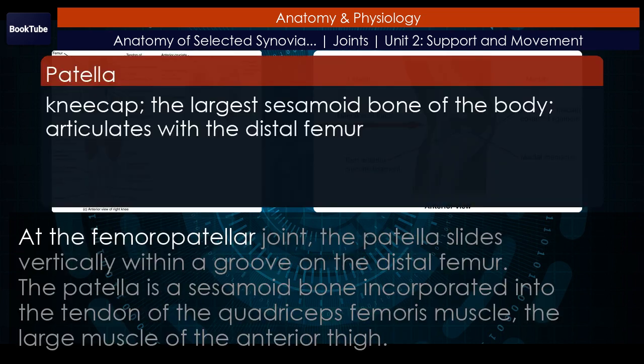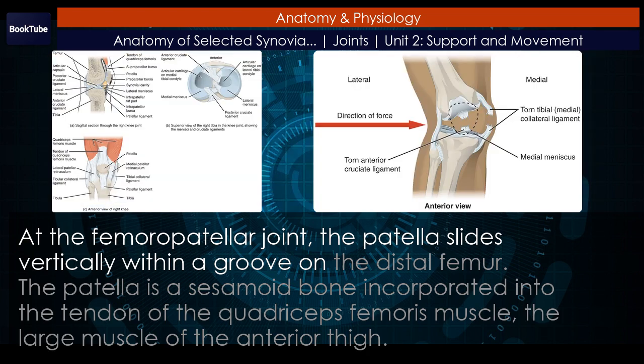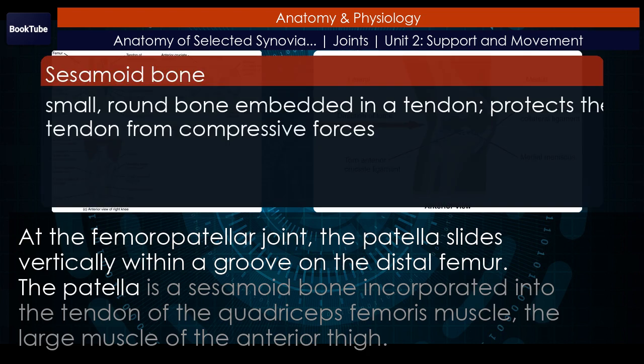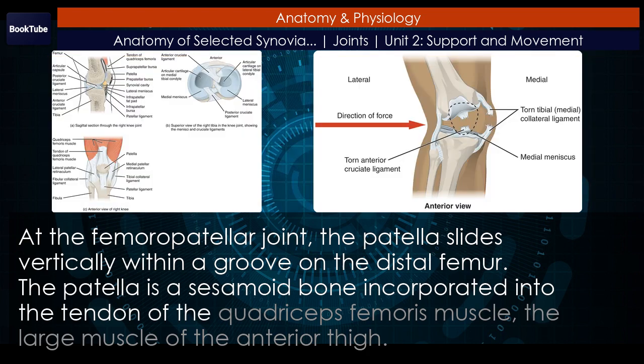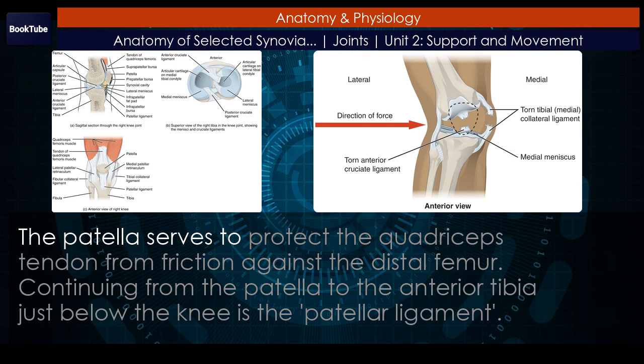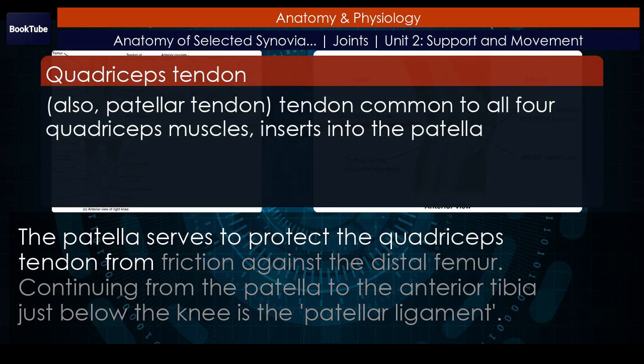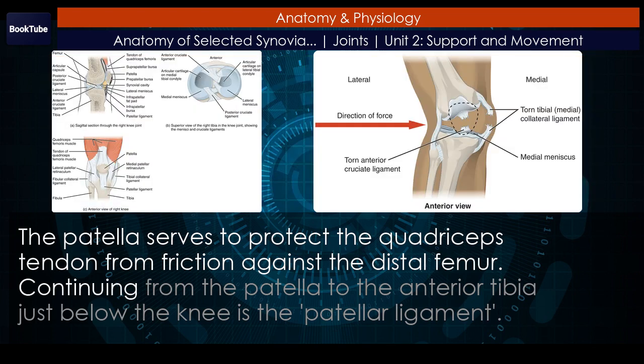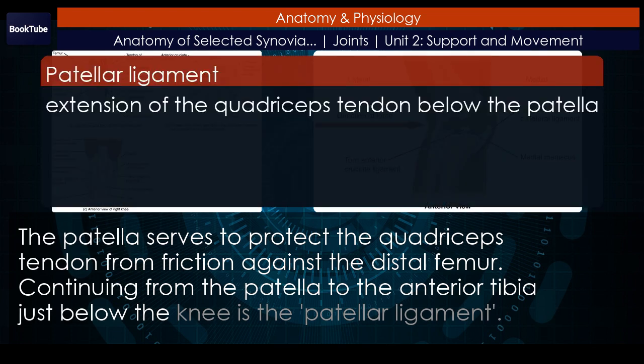At the femoropatellar joint, the patella slides vertically within a groove on the distal femur. The patella is a sesamoid bone incorporated into the tendon of the quadriceps femoris muscle, the large muscle of the anterior thigh. The patella serves to protect the quadriceps tendon from friction against the distal femur. Continuing from the patella to the anterior tibia just below the knee is the patellar ligament.